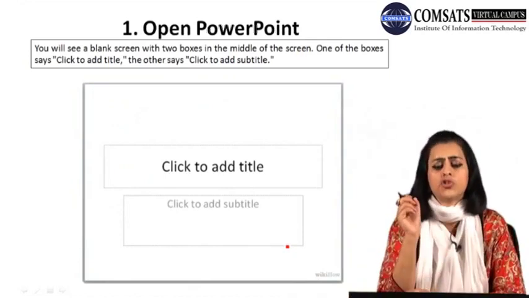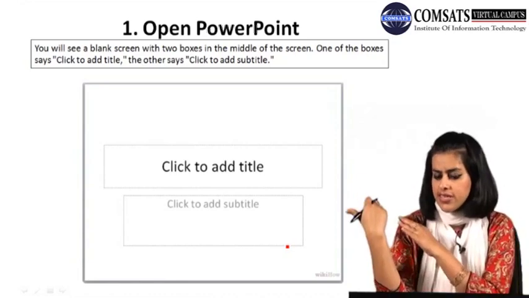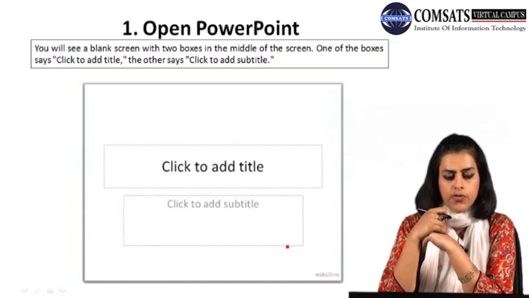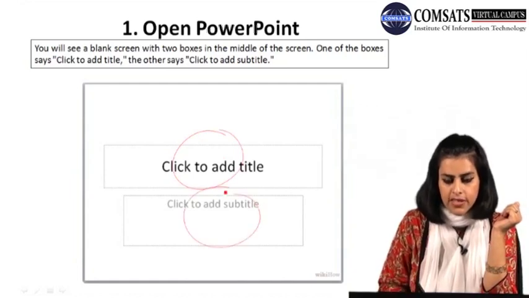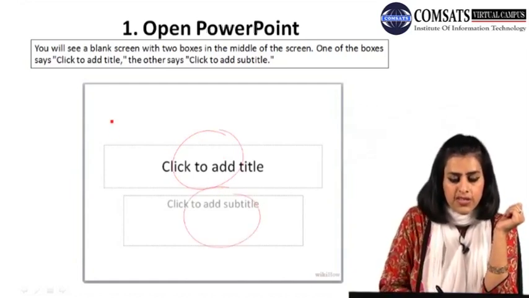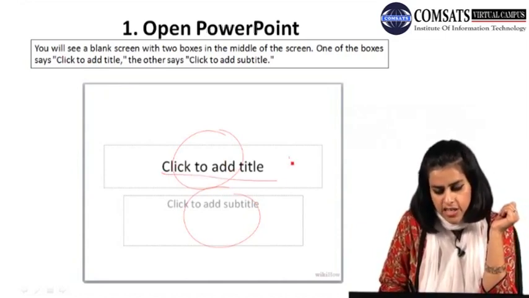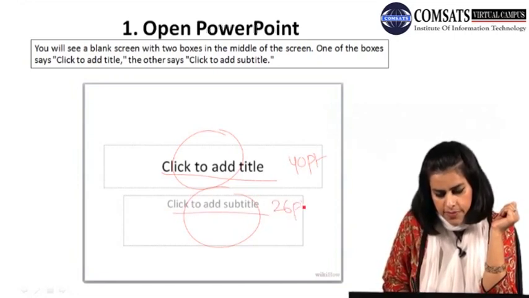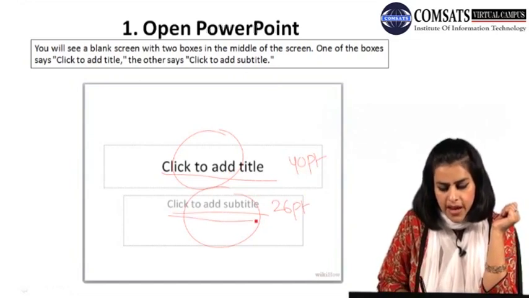Now, first of all, once you open PowerPoint, this kind of display will appear in front of you, a blank slide. You will see a blank screen with two boxes in the middle. One of the boxes says click to add title. This font is 40 points, and this is 26 points. This is your title, and the other says click to add subtitle.